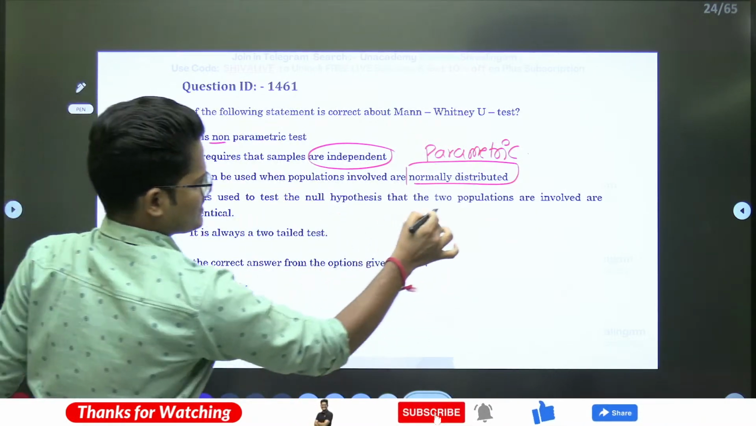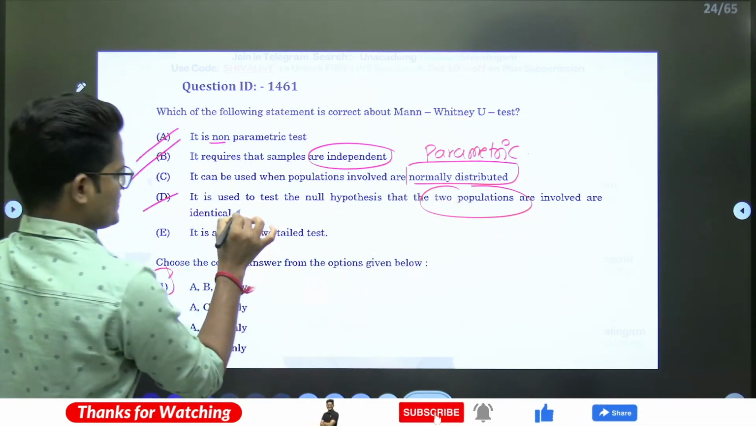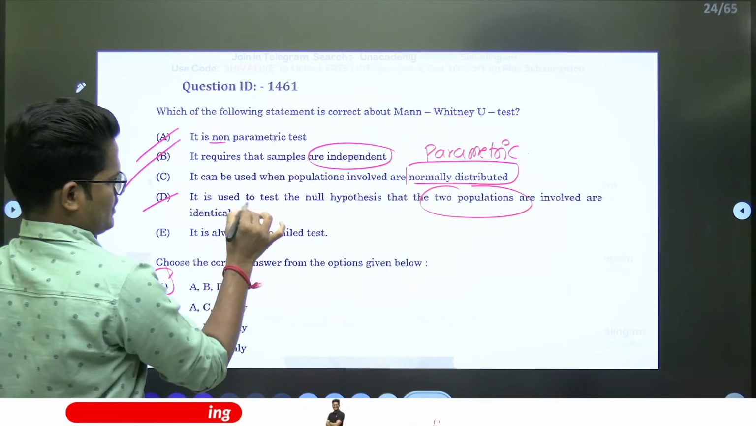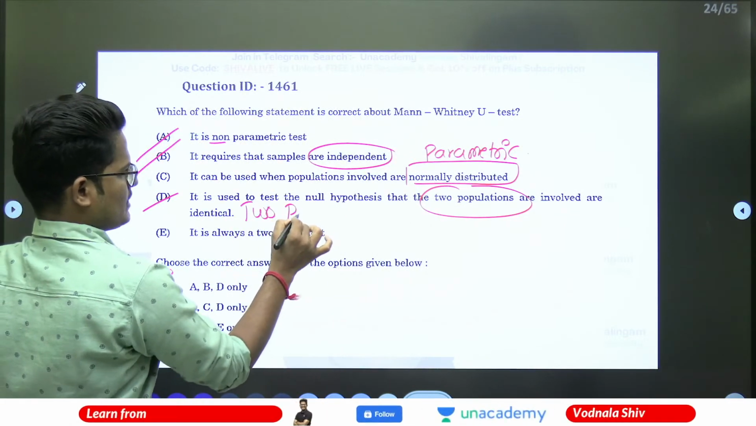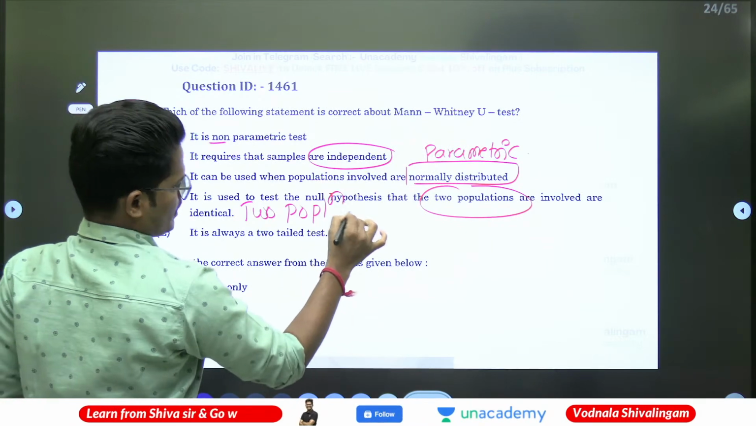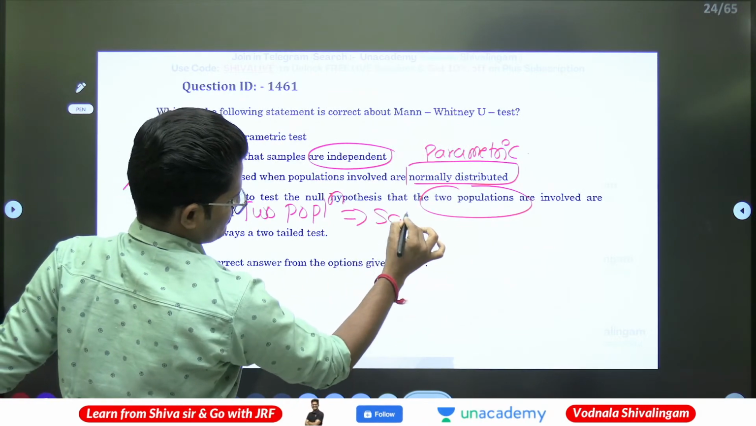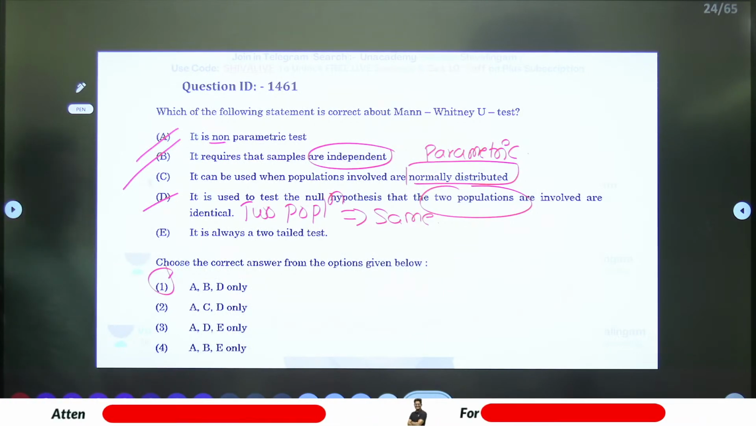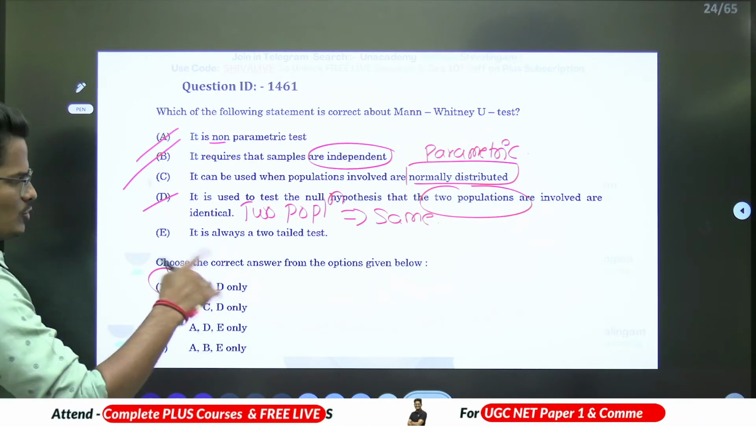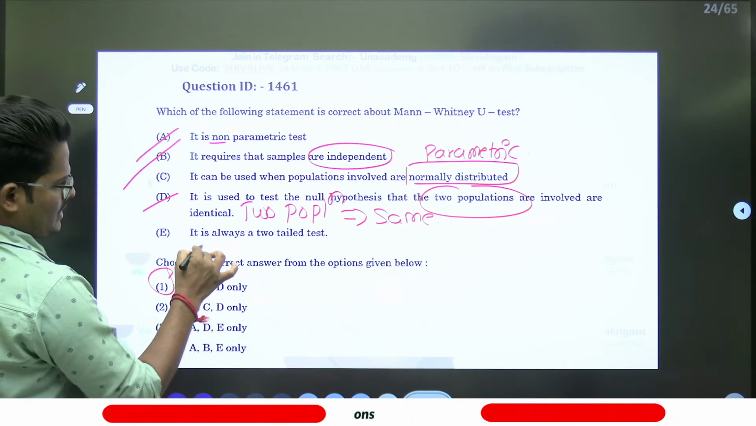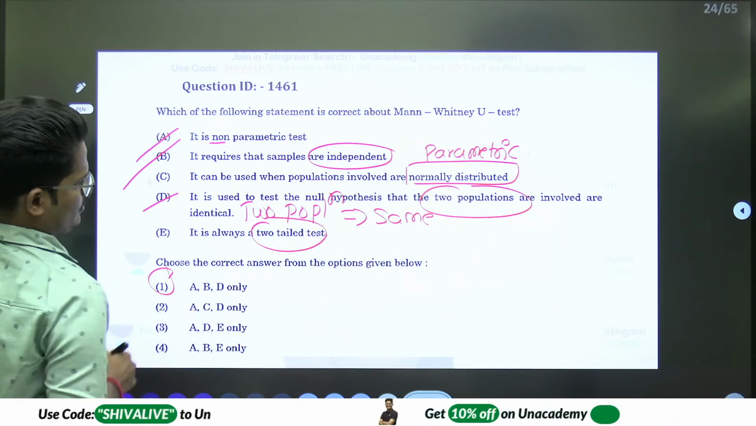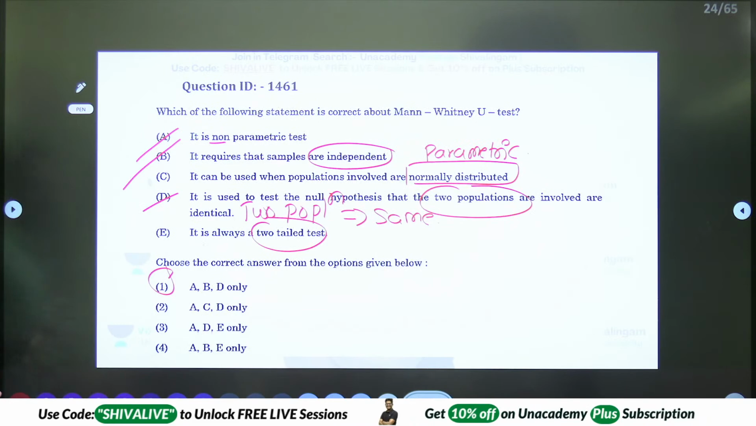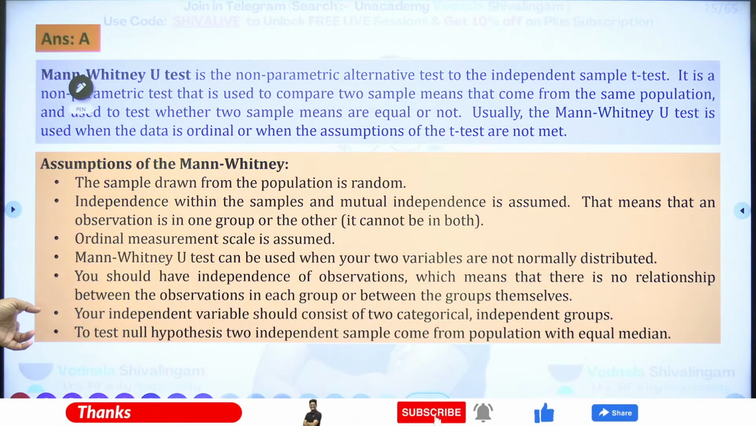It is used when the null hypothesis is that the two populations are involved, because two groups of populations must be involved in order to use this Mann-Whitney U test. Two populations, that two must be the same group of population. Is it always a two-tailed test? No, Mann-Whitney is not a two-tailed test because it is not a distributed one.